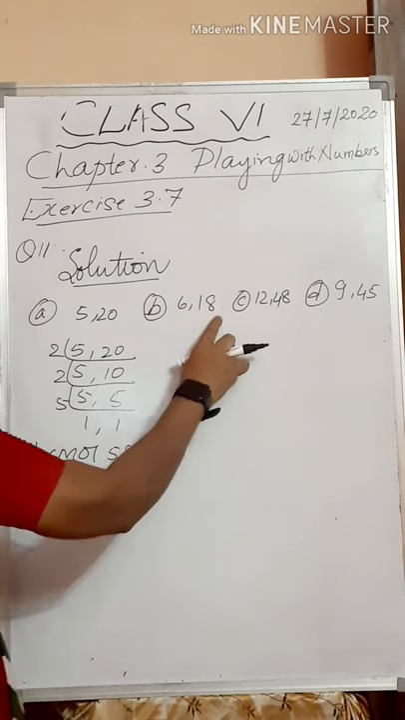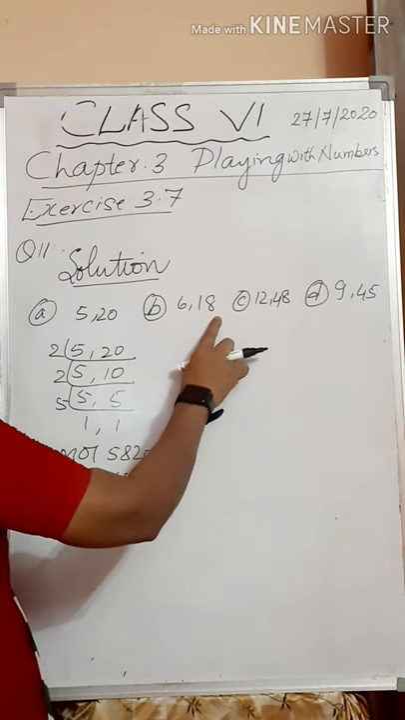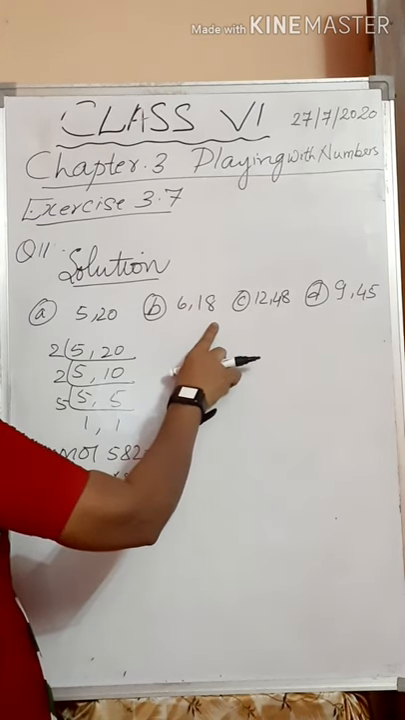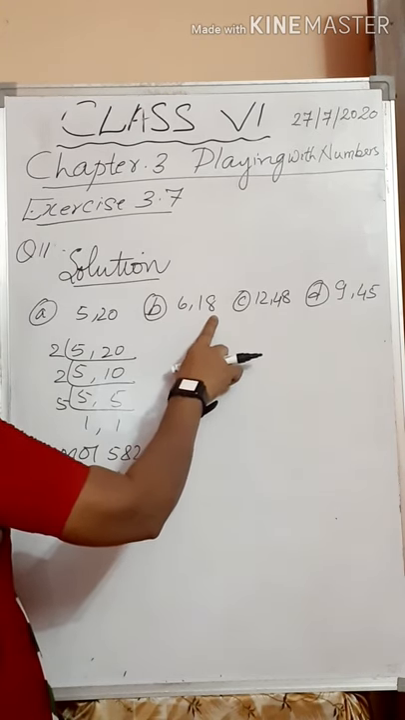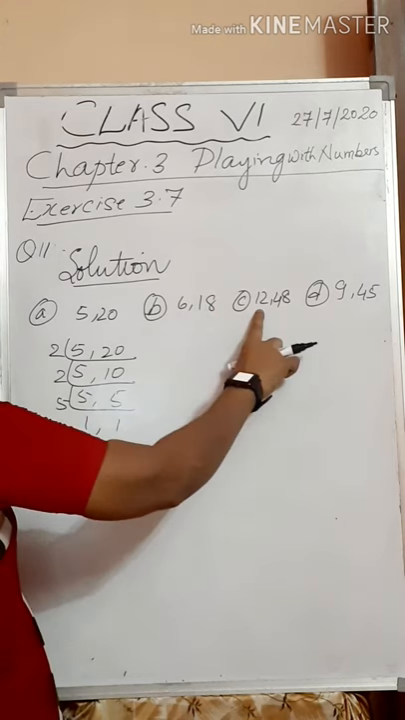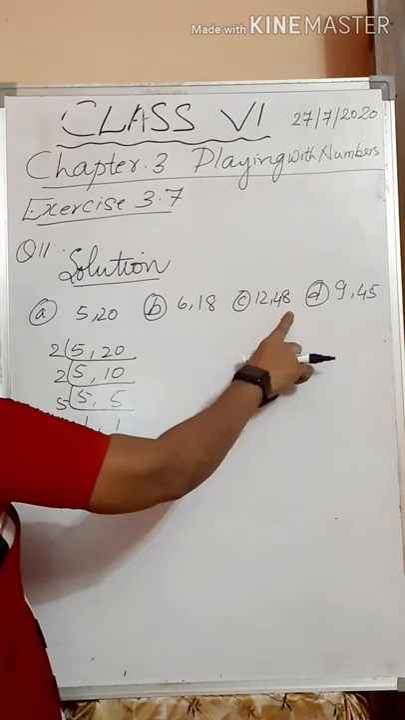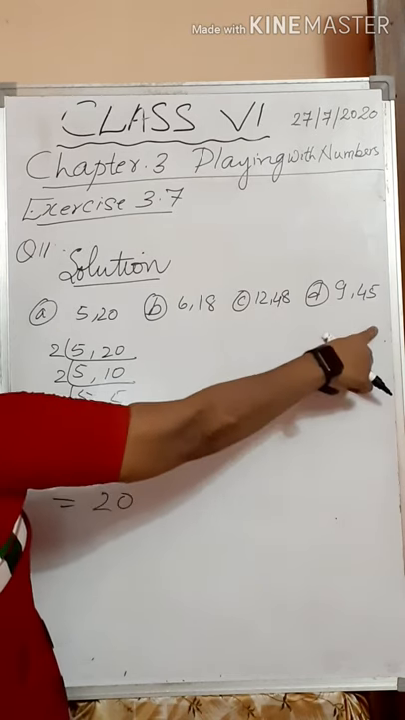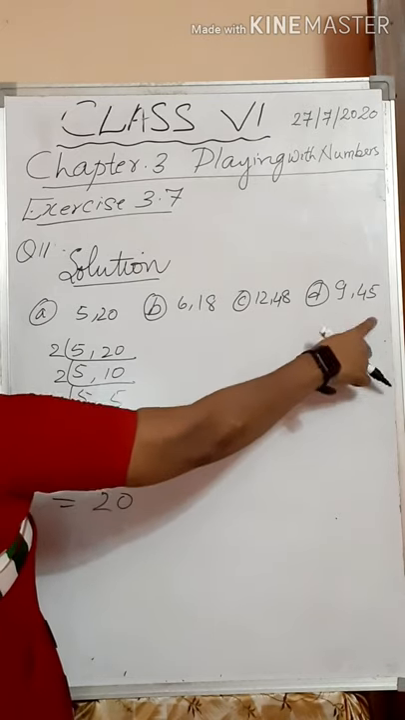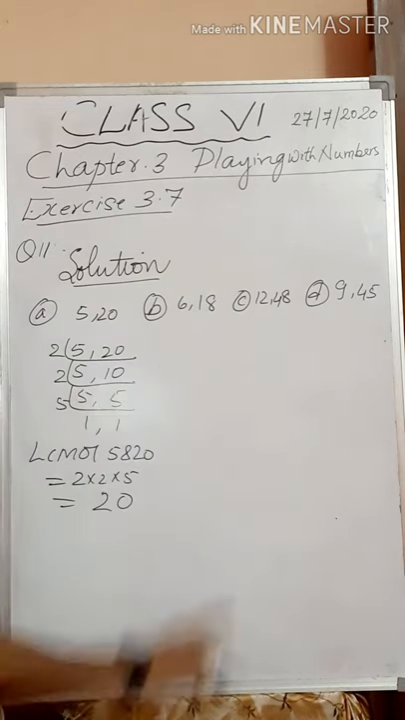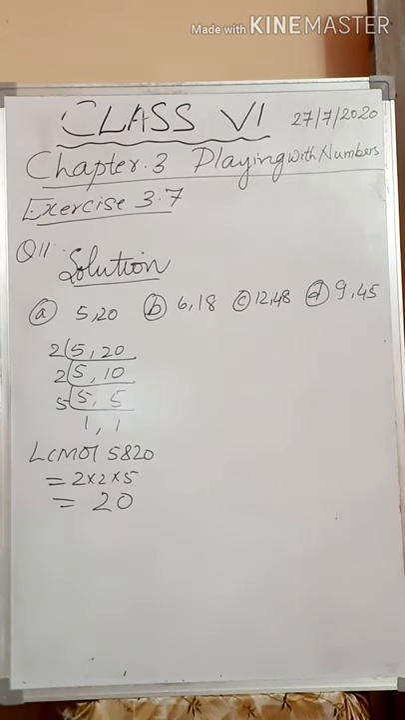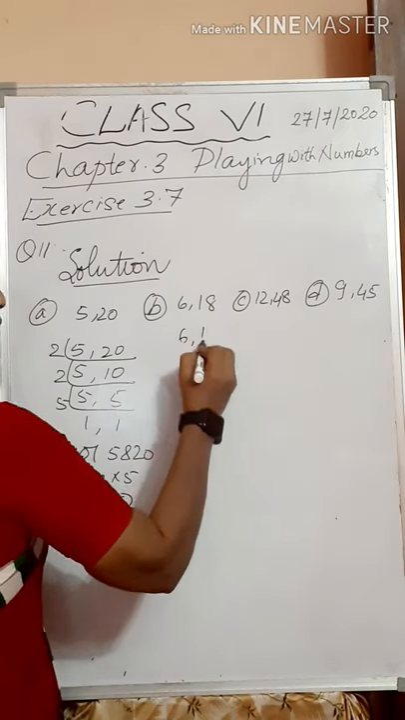Here 6 is a factor of 18, therefore the LCM should be, children you say, the LCM should be 18 because 18 is the biggest one. 6 is the factor of 18. 12 is the factor of 48, then what should be the LCM? 48. 9 is a factor of 45, therefore what should be the LCM? 45. You can verify by using these methods and otherwise we can do that also.